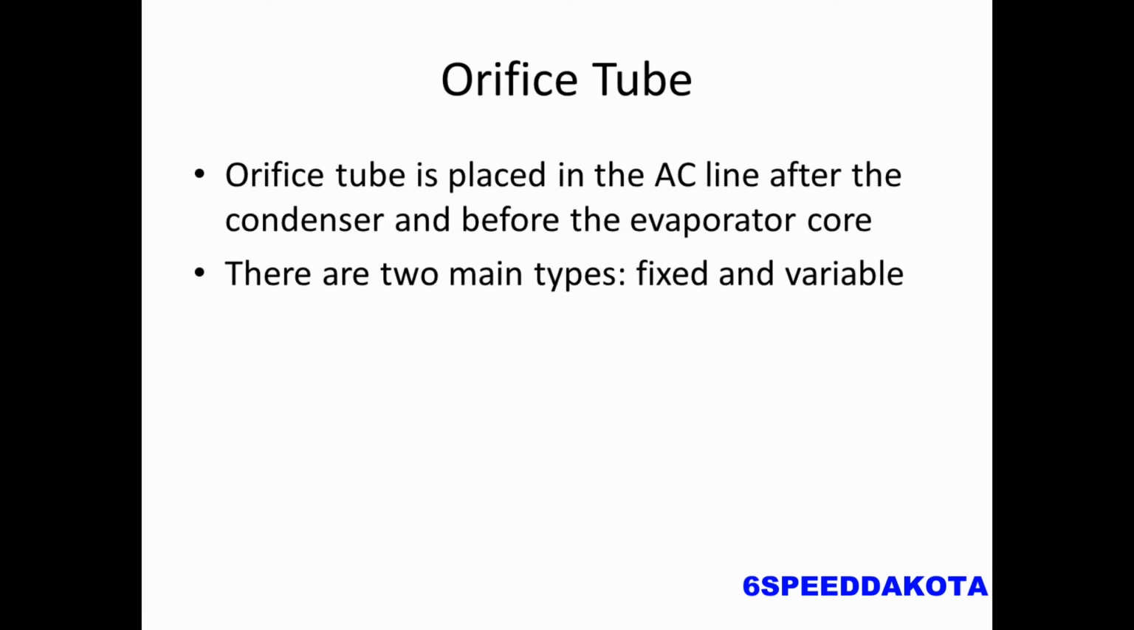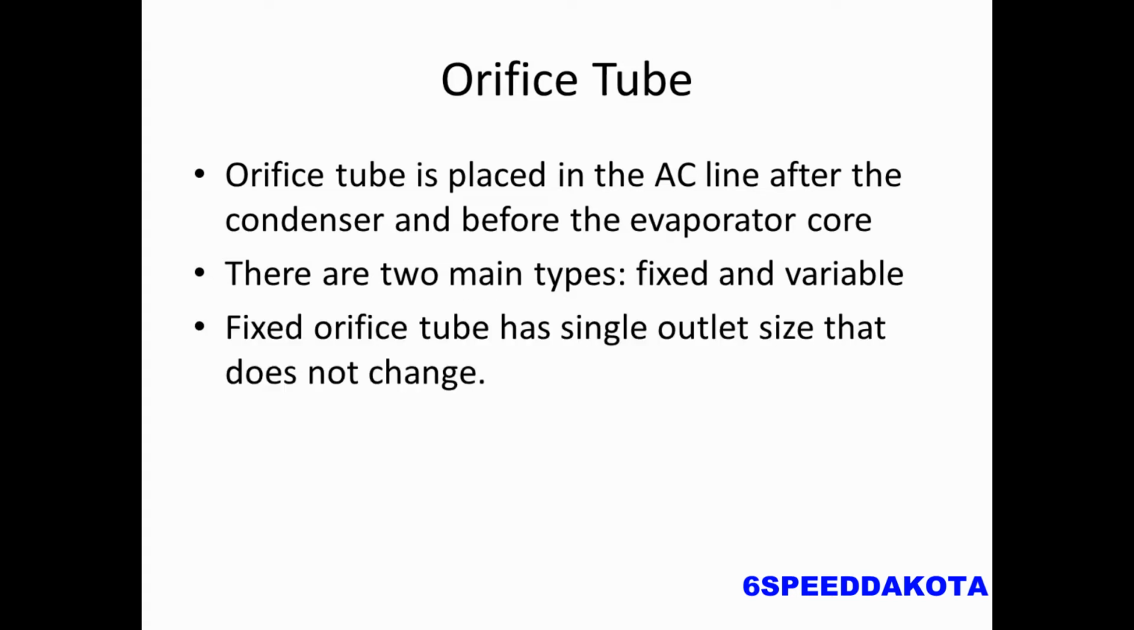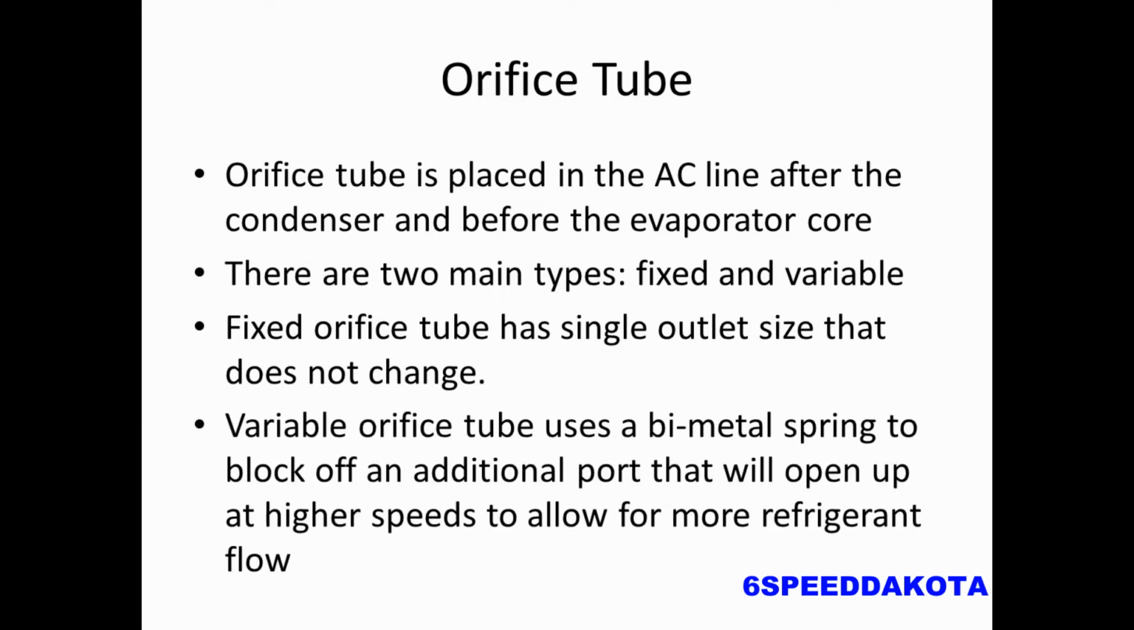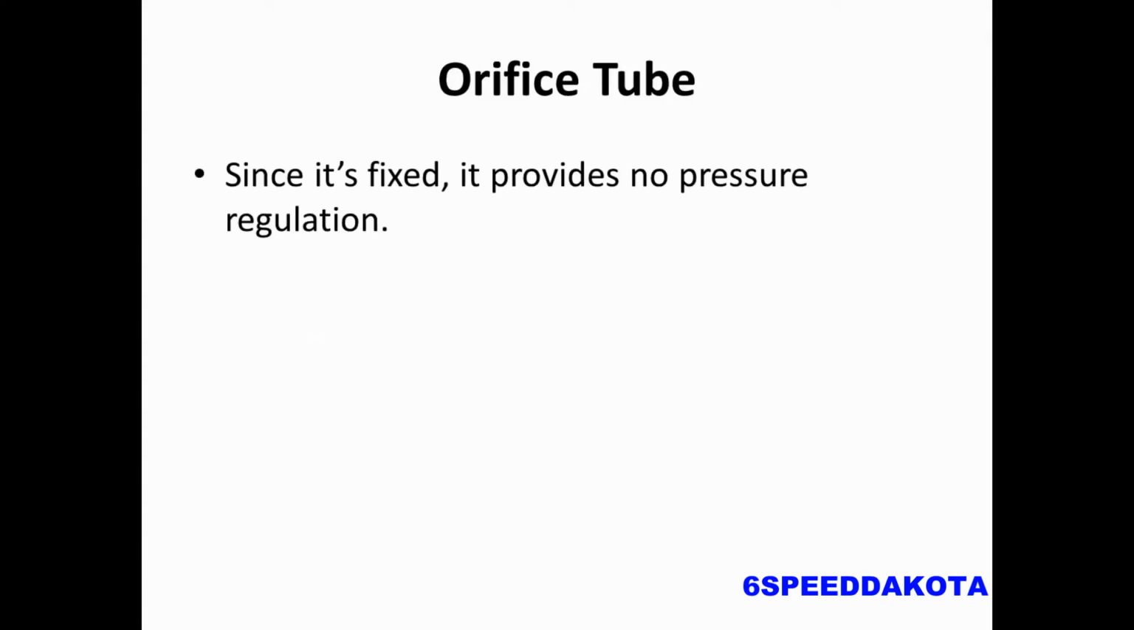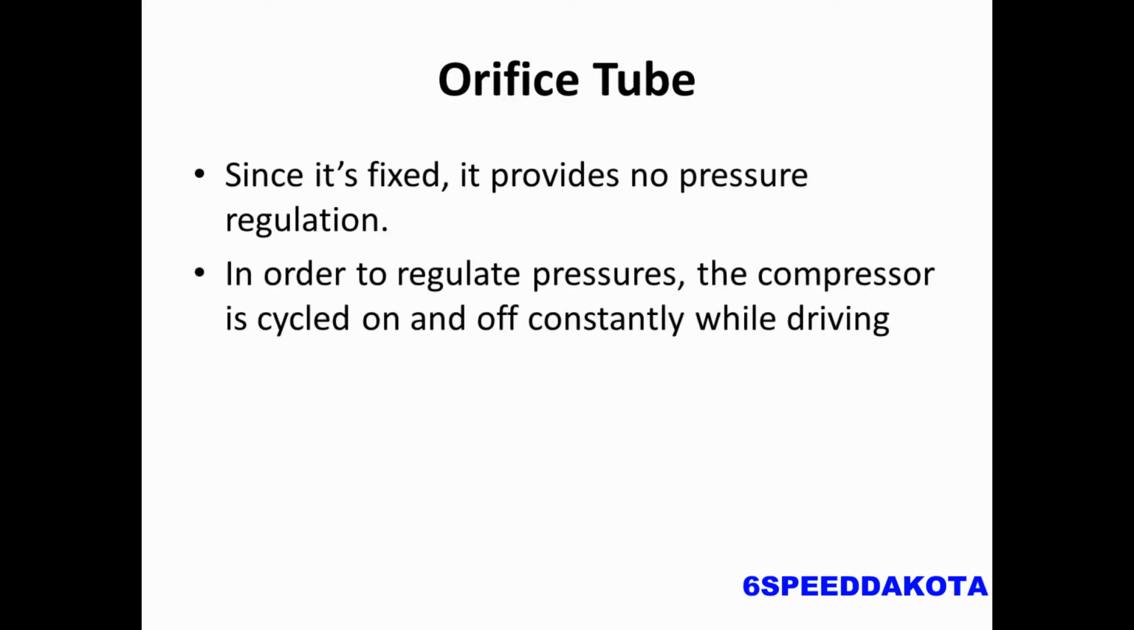So there are two main types. There's fixed and there's variable. I haven't seen too many variable ones. Apparently they are not particularly reliable, I've heard. The fixed orifice tube has a single outlet size that does not change. A variable orifice tube uses a bimetal spring to block off an additional port that will open up at higher speeds and allows more refrigerant flow. Since it's fixed, it provides zero pressure regulation at all. It's just a restriction in the system.